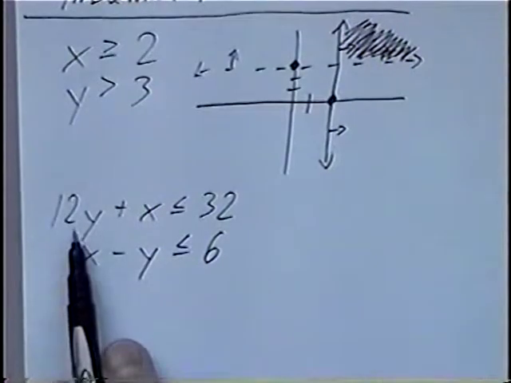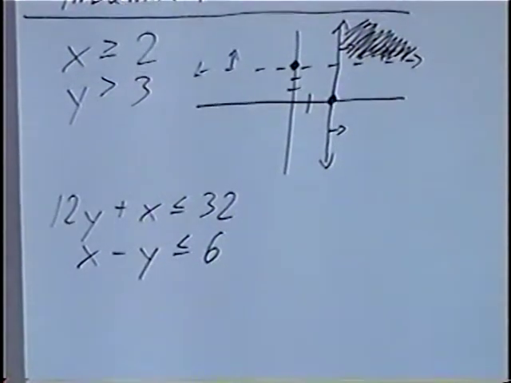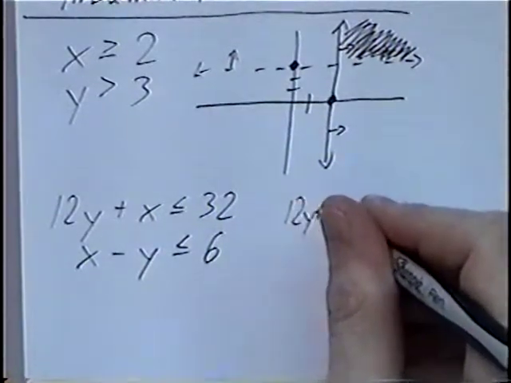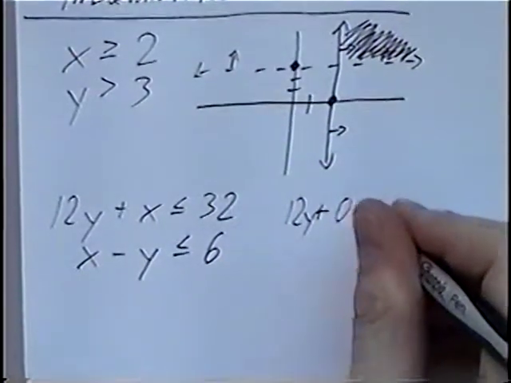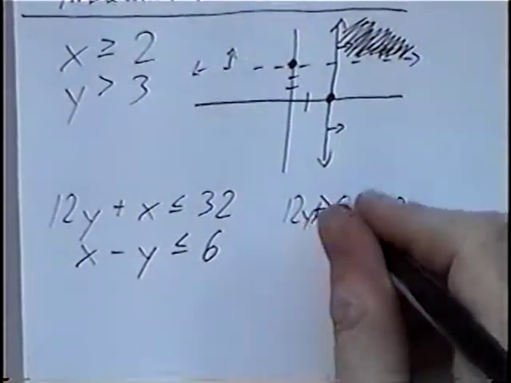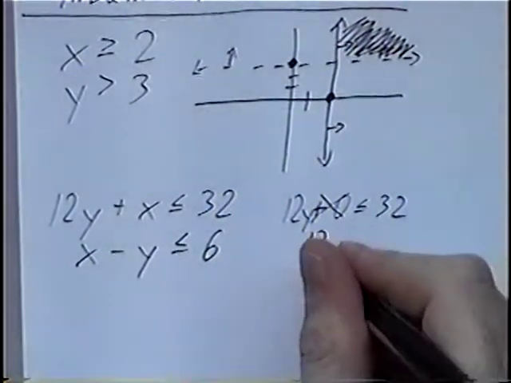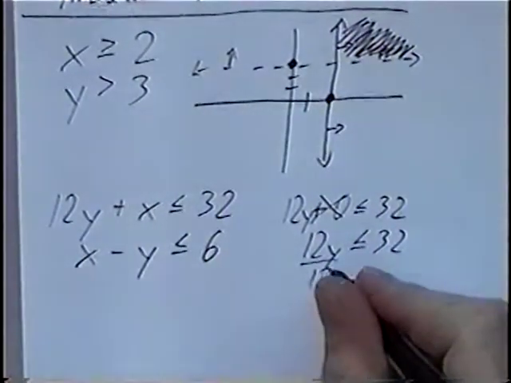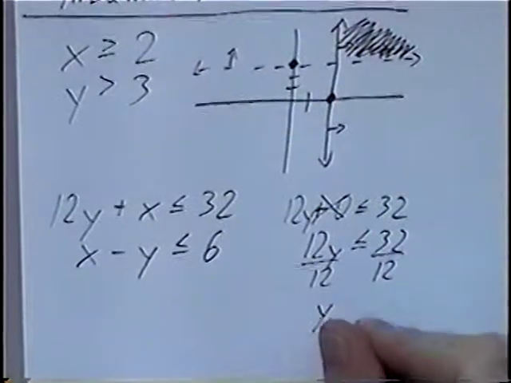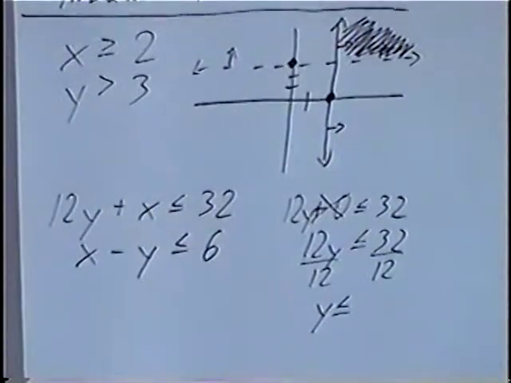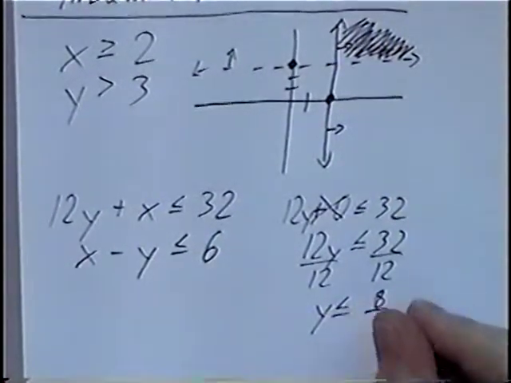The first equation, 12y plus x less than or equal to 32. If we plug a 0 in for x, we'll have 12y plus 0 less than or equal to 32. The 0 we can cross off or ignore, so we'll have 12y is less than or equal to 32, and dividing by 12, we'll have y is less than or equal to. Reducing fractions, we can divide by 4, and we'll have 8 over 3.